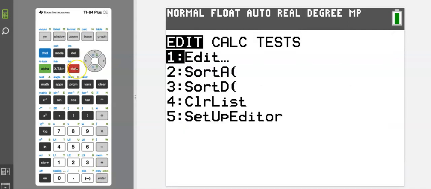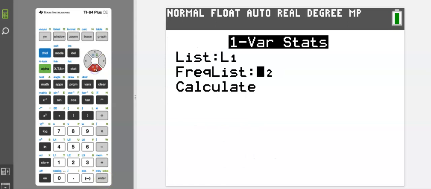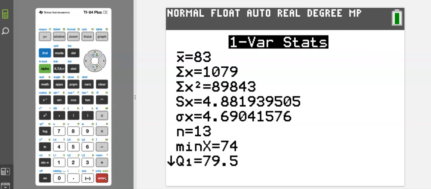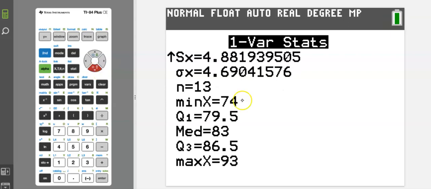So remember from yesterday, we hit Stat, arrow over to Calculate. We want the one variable stats. Now I've got to make sure that I change this because we had a frequency table. I don't have a frequency table anymore, so I delete the frequency list, Calculate. Don't forget that that x with the bar above it, that's your mean of 83. If you look down, here's our 5-number summary. Our minimum, our Q1, our median, our Q3, and our max. So your calculator does all of that work for you.